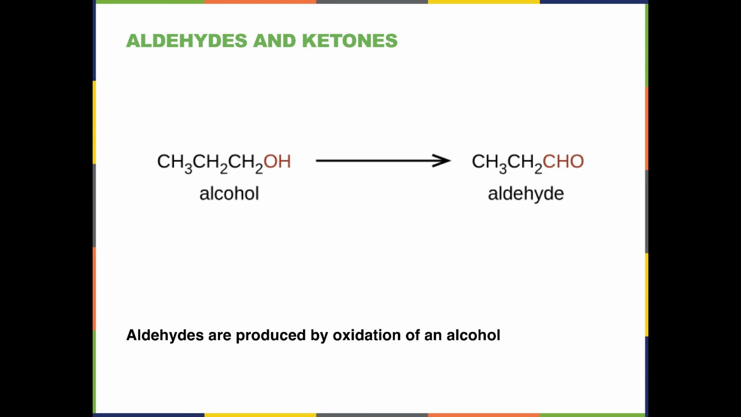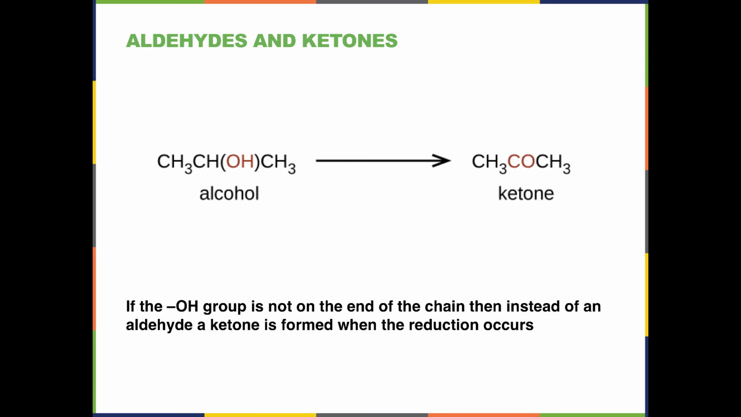Aldehydes are produced by the oxidation of an alcohol. Shown here is propanol oxidized to form propanal. However, if the OH group is not on the end of the alcohol, instead it's in the middle, then the oxidation results in a ketone as opposed to an aldehyde. So you go from 2-propanol, in this case, to propanone.